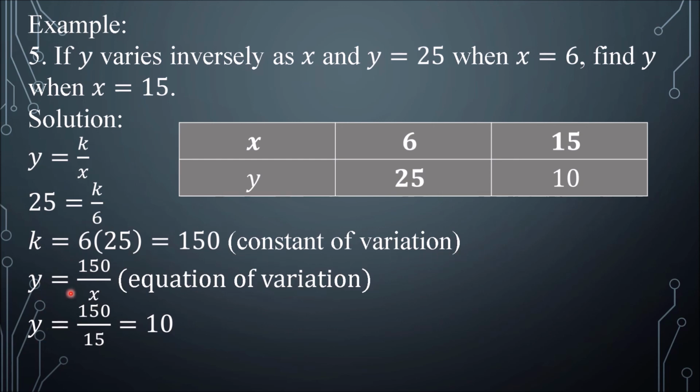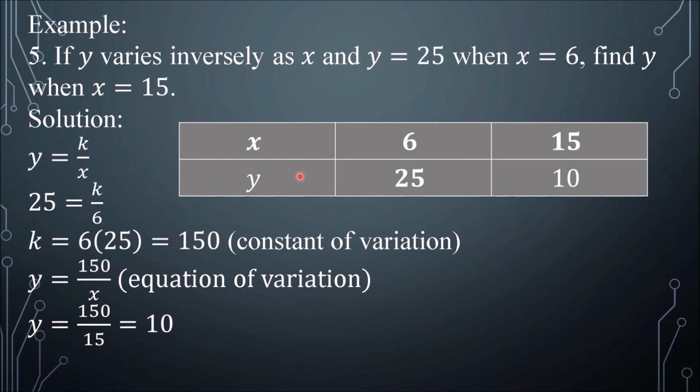Now y is equal to 150 over x. That is the equation of variation. Now y is equal to 150 divided by 15, because we need to find y when x is 15. So 150 divided by 15 is equal to 10. Meaning to say, when x is equal to 15, y is equal to 10. Now writing that in our table, if x is equal to 6, y is equal to 25. If x is equal to 15, y is equal to 10.